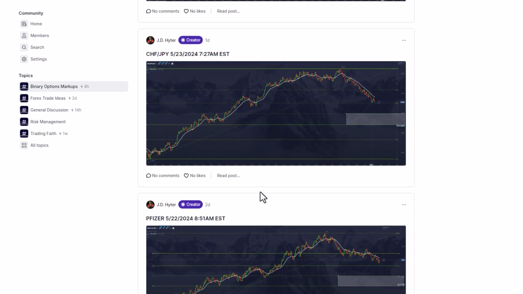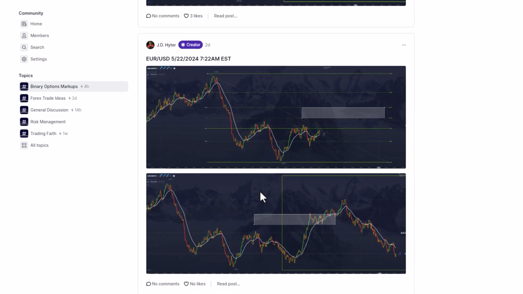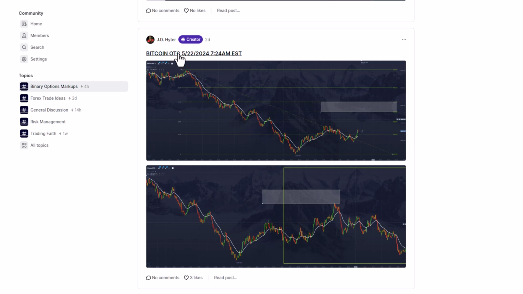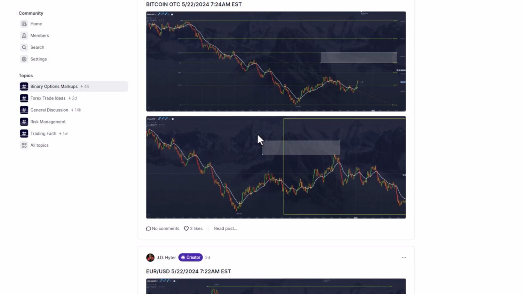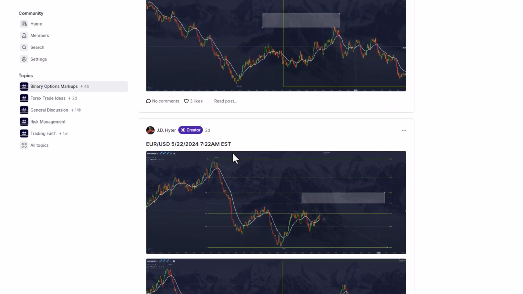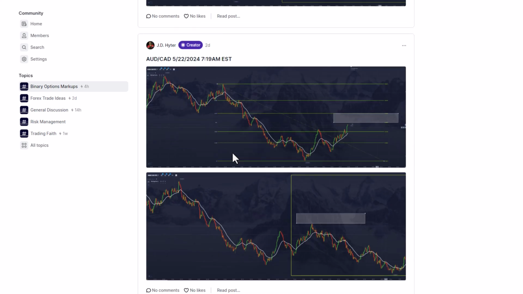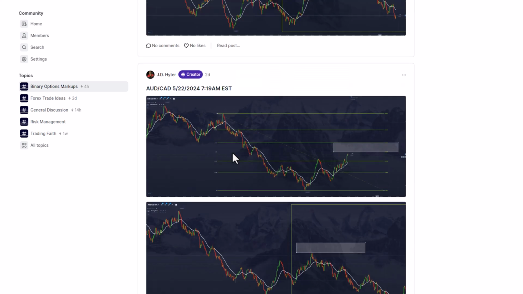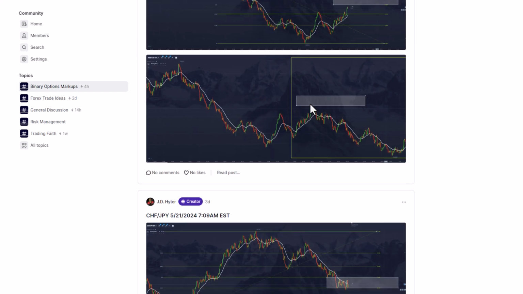Let's see this markup here, this Bitcoin OTC. When I posted it, it hadn't even made it to the sweet spot yet. Look what it did when it got there. Toe touch, drop. It's beautiful. So again, this gives you time to see the markup and test it out yourself. Look at this markup. Boom. We were almost there when I posted this one at 7:19. As soon as it touched it, drop.